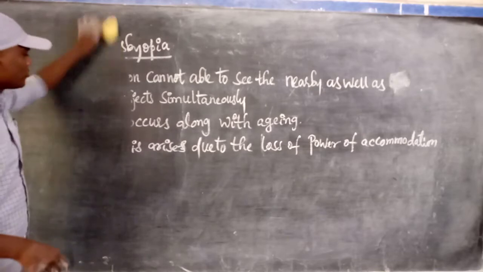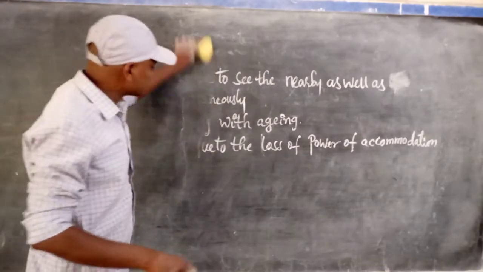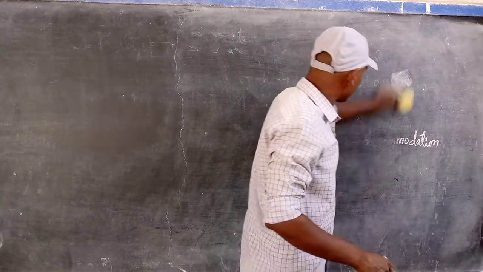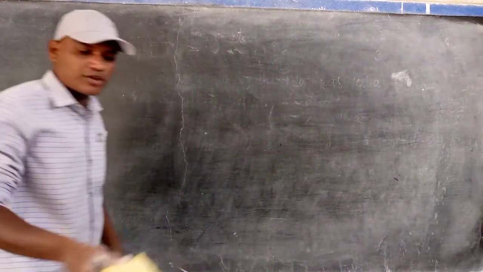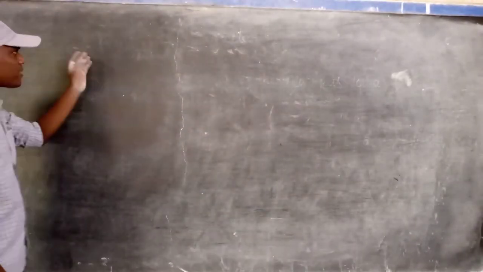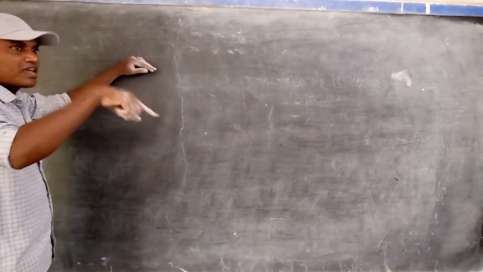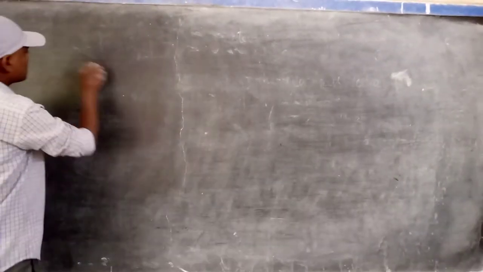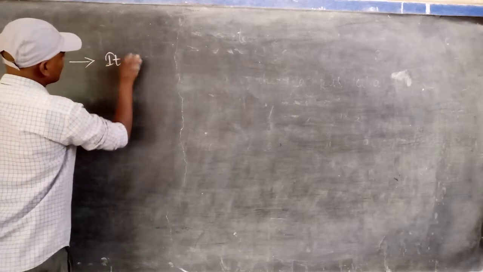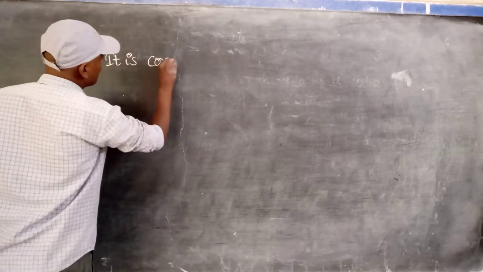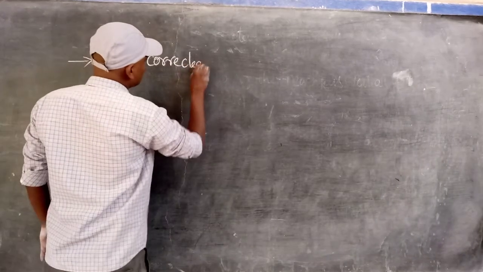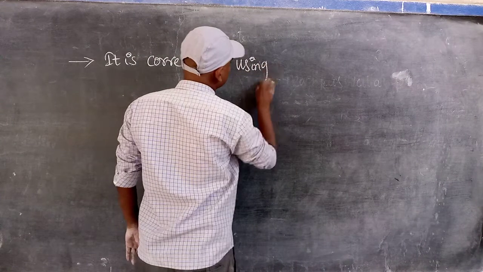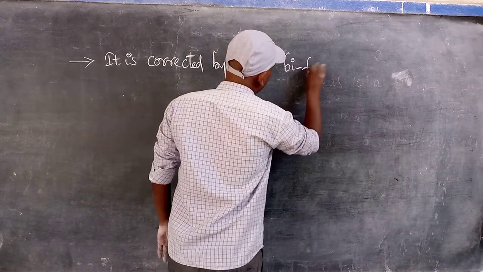We know that to correct myopia, for seeing far objects, we use which lens? Concave. In case of hypermetropia, for seeing nearby objects, we use the convex lens. Presbyopia means you are not able to see near and far, so you must use both convex and concave lenses. Presbyopia is corrected by using a bifocal lens.